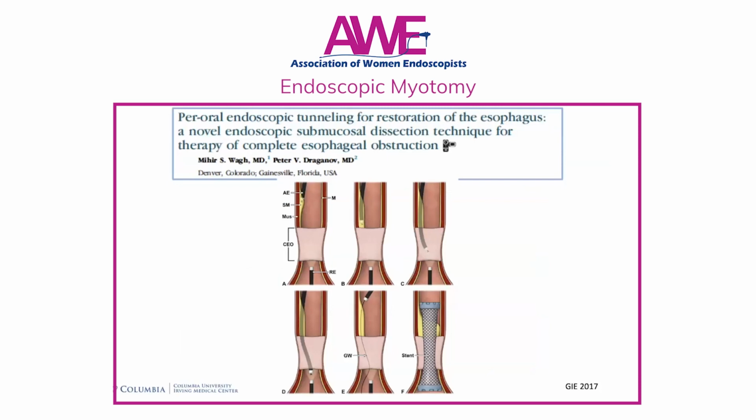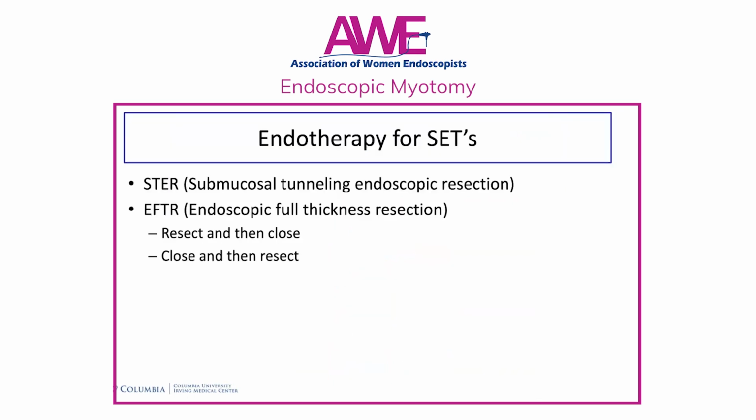And then basically with POEM, we have the concept of tunneling. So other procedures such as POETRE, P-O-E-T-R-E, have been described, in which case we're really creating a new lumen. So in this case of complete esophageal occlusion, Peter Darganoff's team described tunneling proximal to the occlusion to create a neolumen, and then rendezvousing with a scope that went through the PEG site, and then finally placing a stent to create a new esophageal lumen.